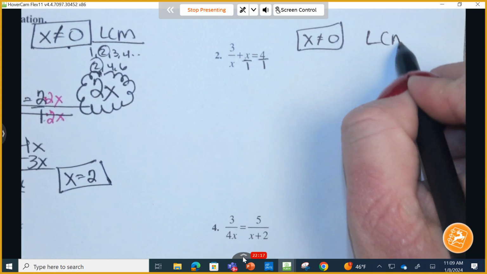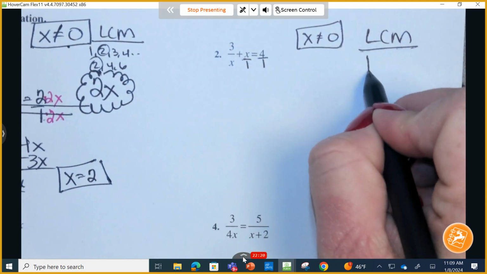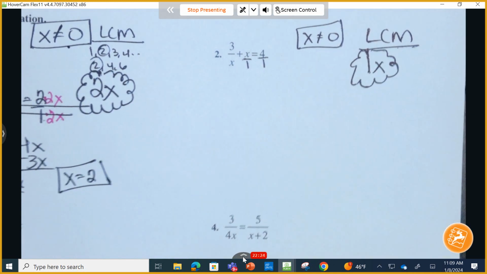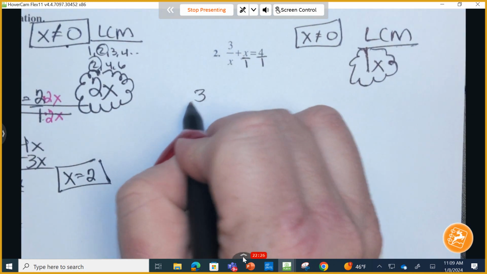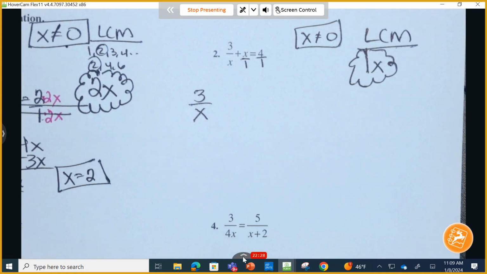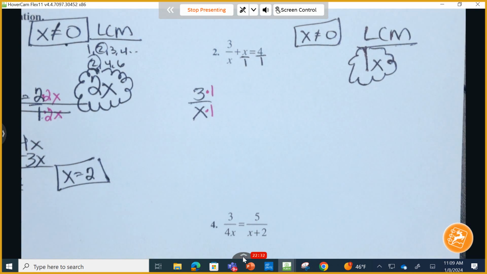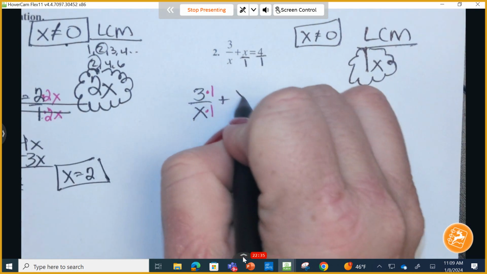Now, let's identify the LCM. Well, we want to have a 1, and we want to have an x. This is what I want to achieve in all 3 of the denominators. So I have 3 over x. I could multiply by 1, but multiplying by 1 doesn't change anything at all. So there's your 1x plus x over 1.